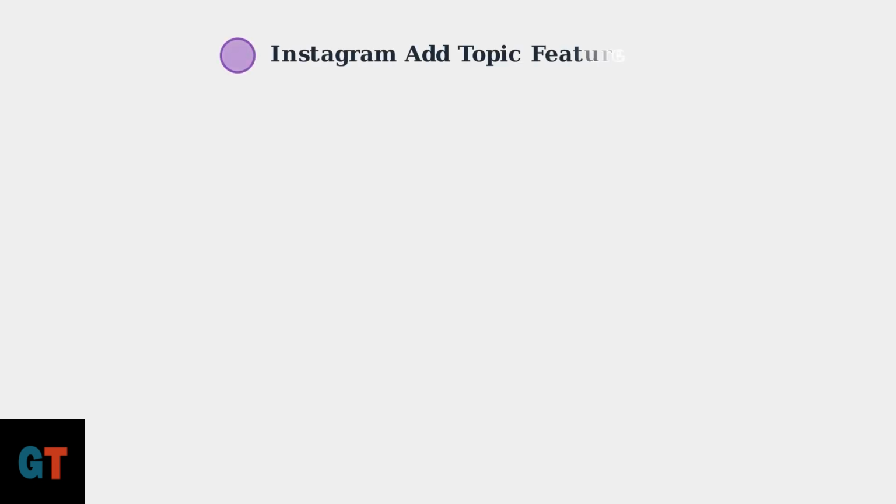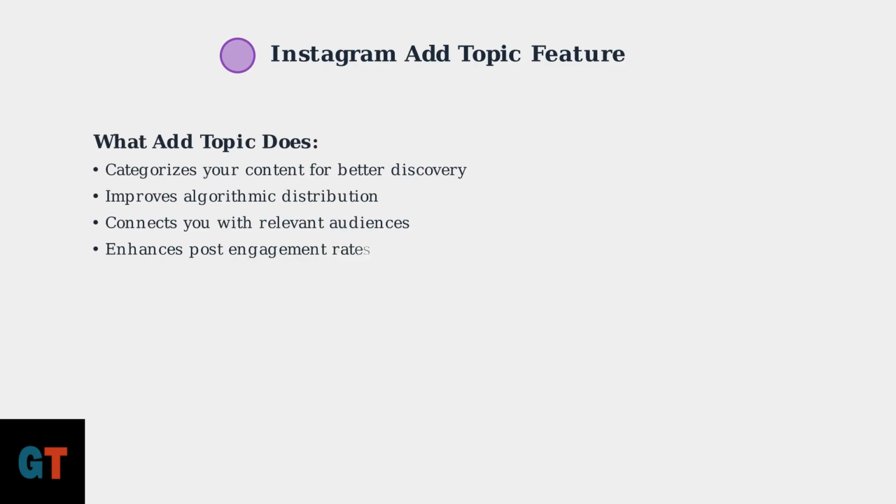The add topic feature on Instagram is crucial for content categorization and improving your post's reach through the algorithm. When this feature disappears, your content discovery and engagement can suffer significantly. When the add topic feature is missing, you'll notice you can't categorize your posts during the upload process. This immediately impacts your content's discoverability and reach potential.